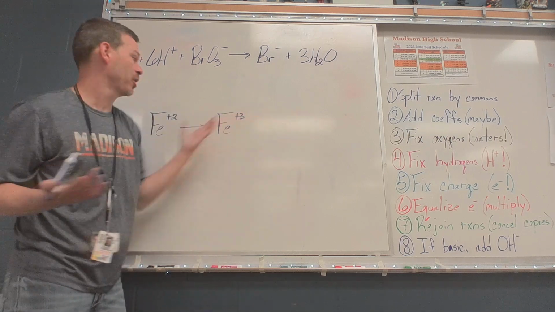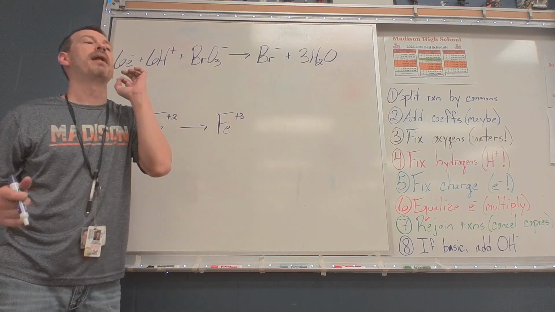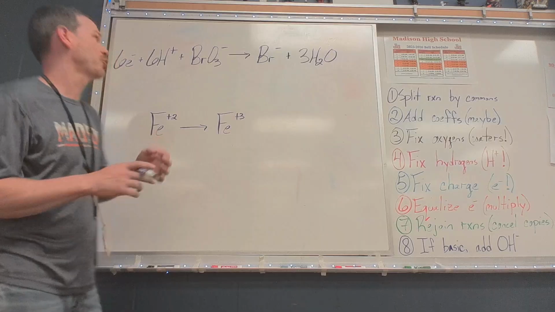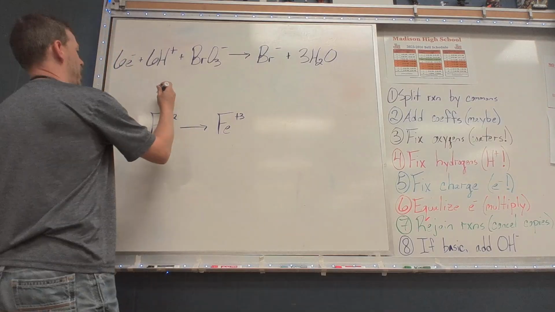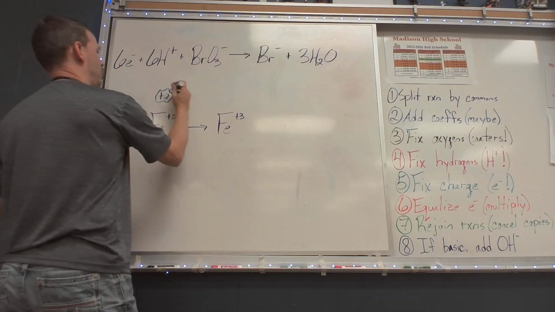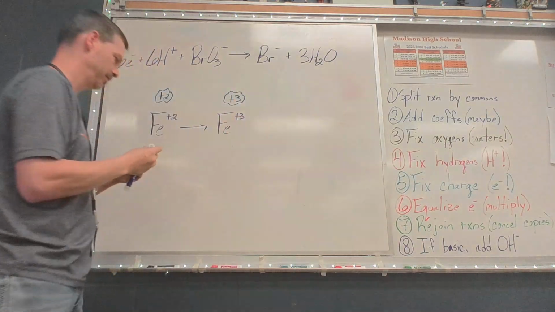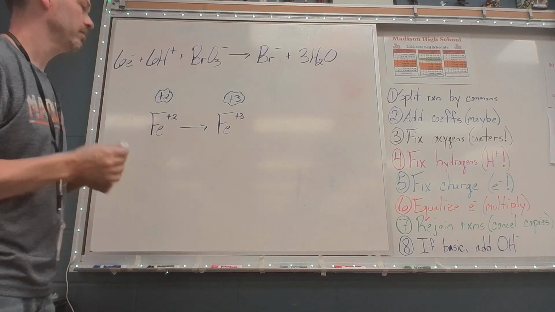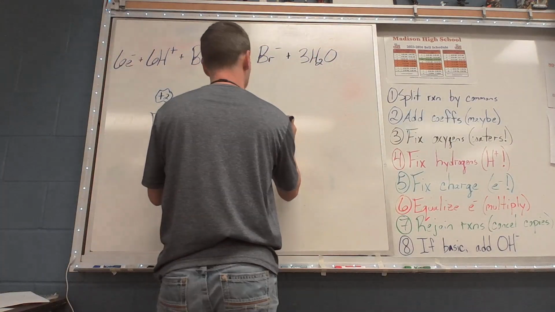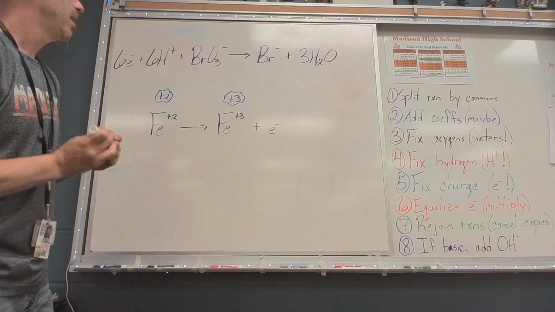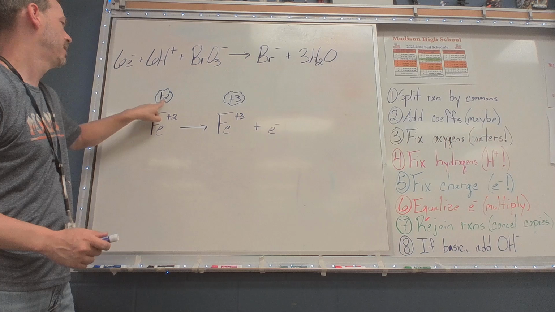Do I need to fix the hydrogens? No, there's no hydrogens. This is good news. But I do need to fix the charge. All right. So charge-wise, it's pretty obvious, but you should see a +2 here and a +3 here. So what do I do to fix it? To the right. Add 1 electron. Because by adding 1 electron over there, that will drop 1 digit to that.